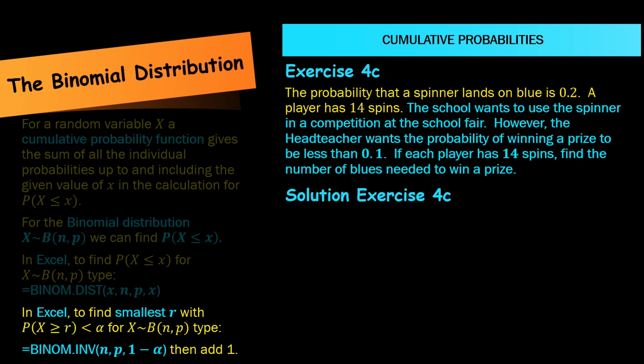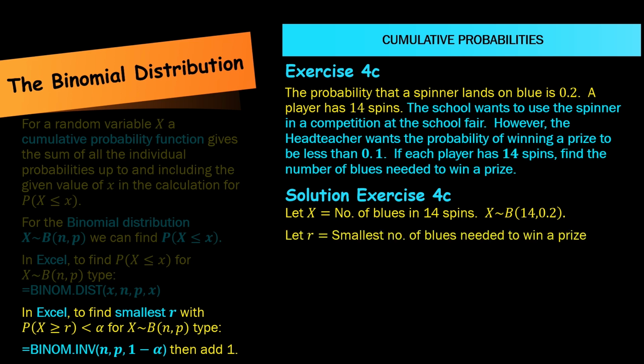So let's solve this. Again, we let x equal the number of blues in 14 spins. And of course, x is distributed binomially, with n is 14 and p is 0.2. We also let r equal the smallest number of blues needed to win a prize. And therefore, from the requirements of the head teacher, we need the probability that x is greater than or equal to r to be less than 0.1.